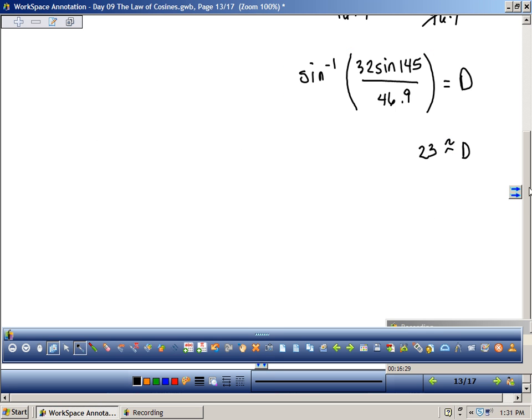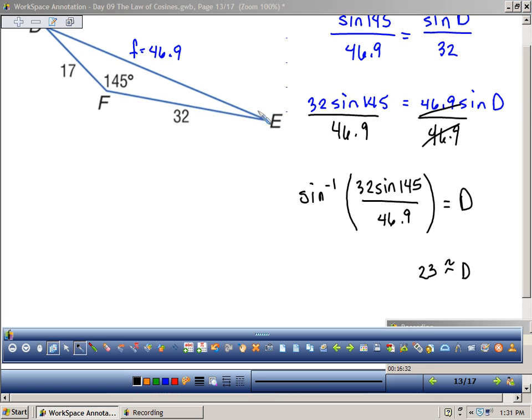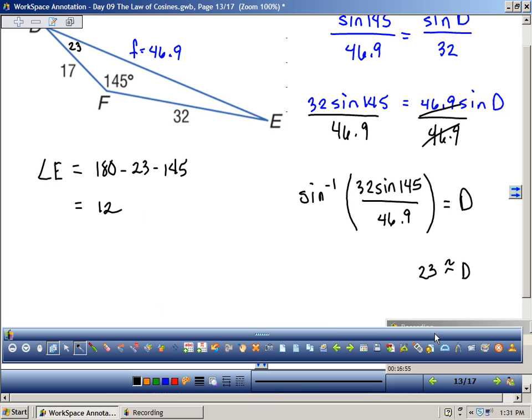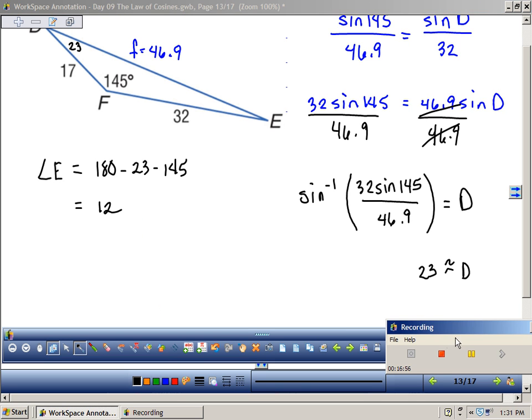23. Finally, if this is 23, what's this? Angle E can be found by simply 180 minus 23 minus 145, 12. Good job. We're done.